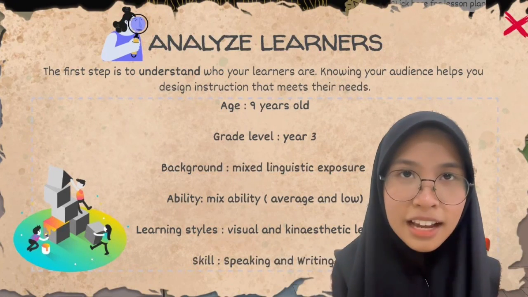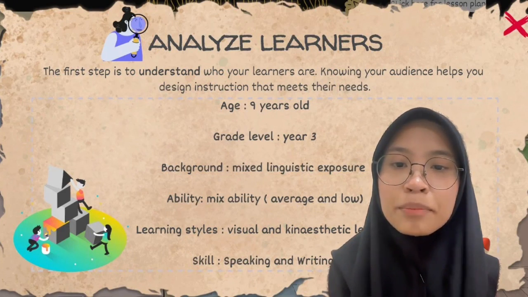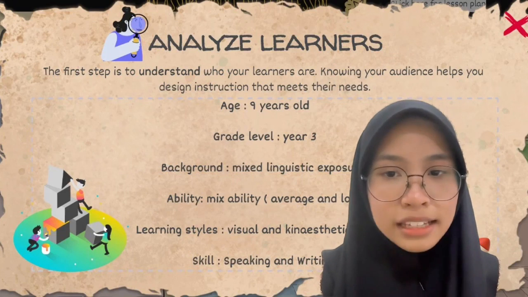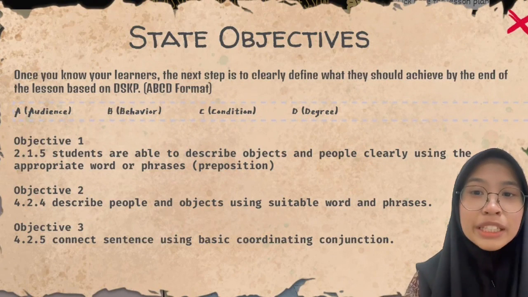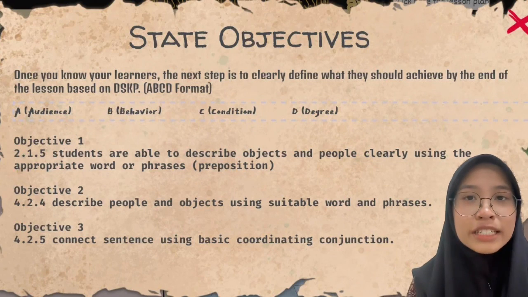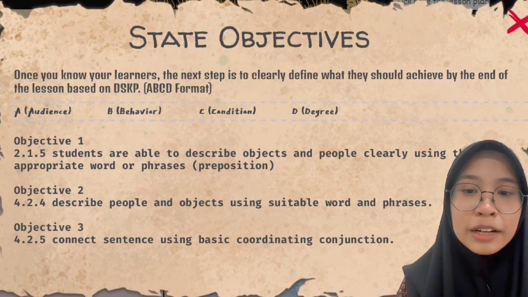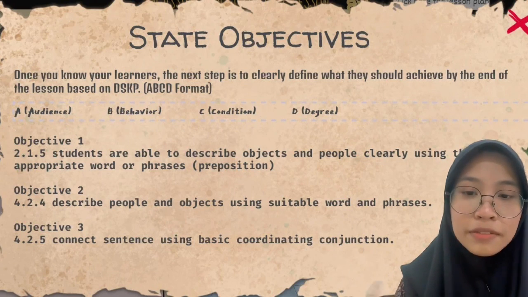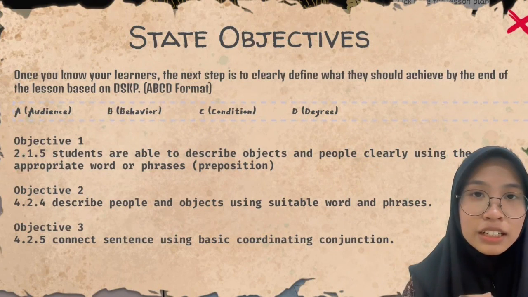By analyzing these characteristics of the pupils, the lesson can be designed to match the learners' strengths and support their challenges. Next, the second step is State Objectives. For this lesson, the objectives are written based on the Year 3 DSKP learning standards. By the end of the lesson, pupils should be able to describe people and objects using suitable words and phrases, and connect sentences using basic coordinating conjunctions.